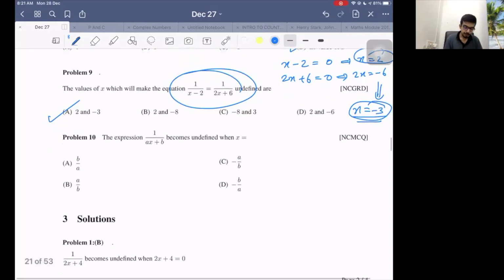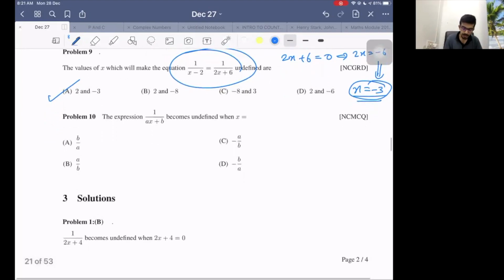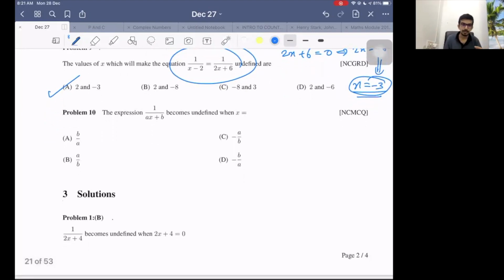In problem number 10, we have a simple question, but instead of actual numbers, they have variables, as in parameters, a and b are given. So this expression becomes undefined when ax plus b becomes 0, ax becomes minus b, x becomes minus b divided by a. x is minus b divided by a. That is the answer. Right?